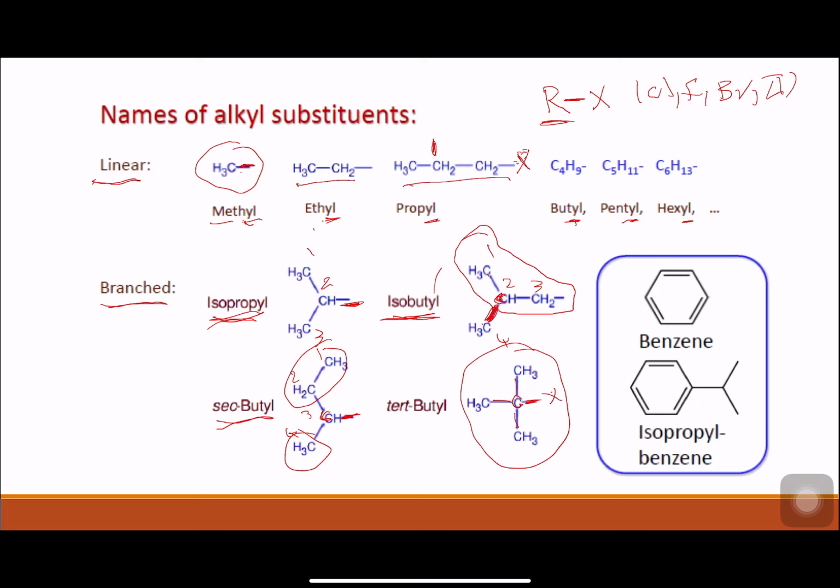Okay, and then we have the benzene ring. For example, when we have this group attached to benzene, it will be called isopropyl benzene. This is the benzene, the parent compound, and this is the alkyl substituent. It's an isopropyl, 1, 2, 3 carbons, with the connection in the middle. So this is called isopropyl benzene. In the next video, I'm going to talk to you about how to name different branched alkyl compounds.